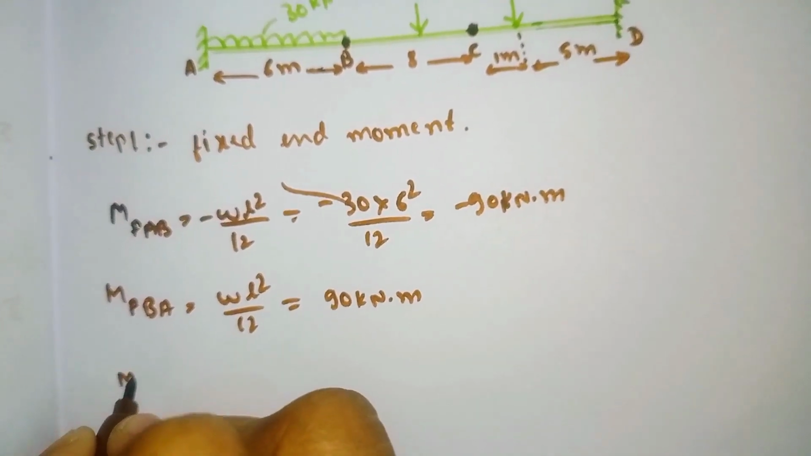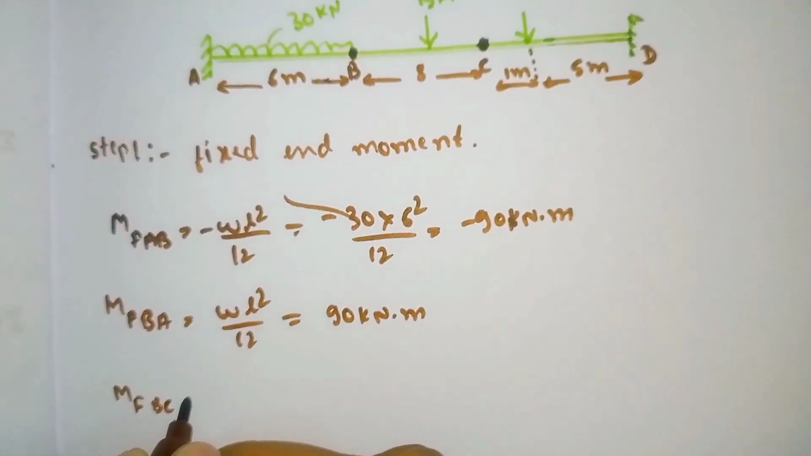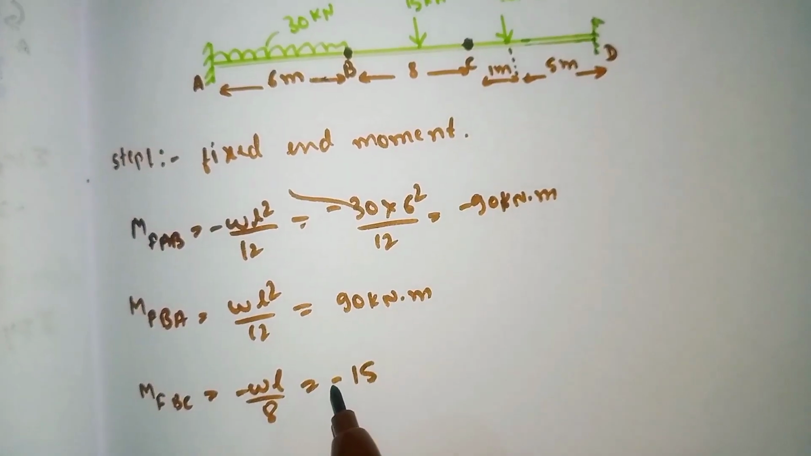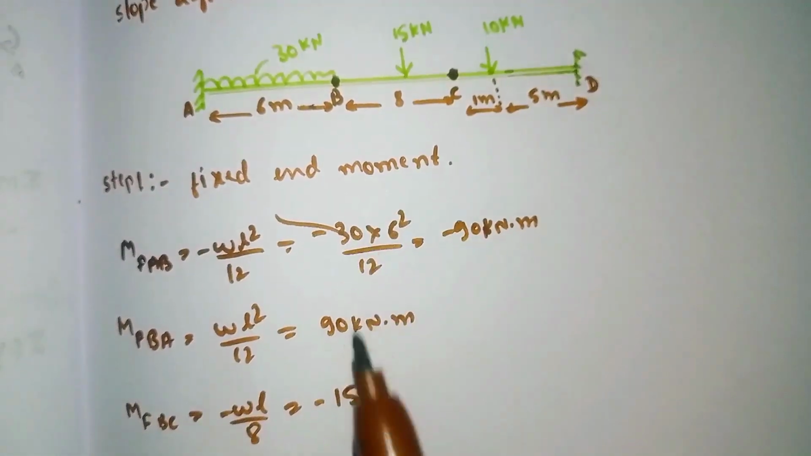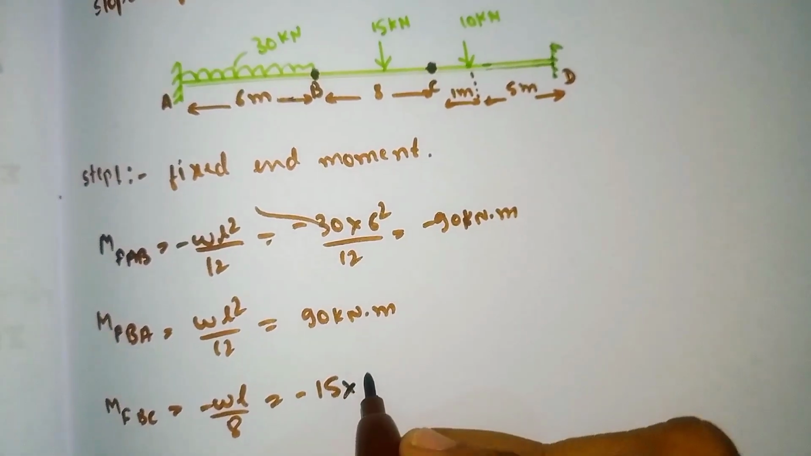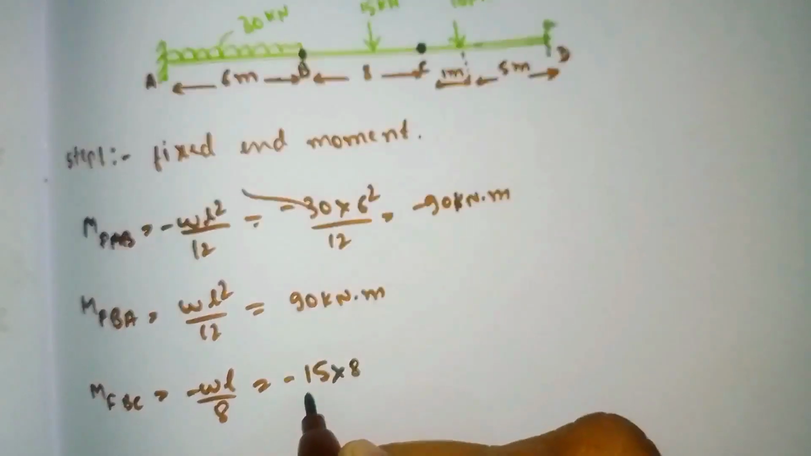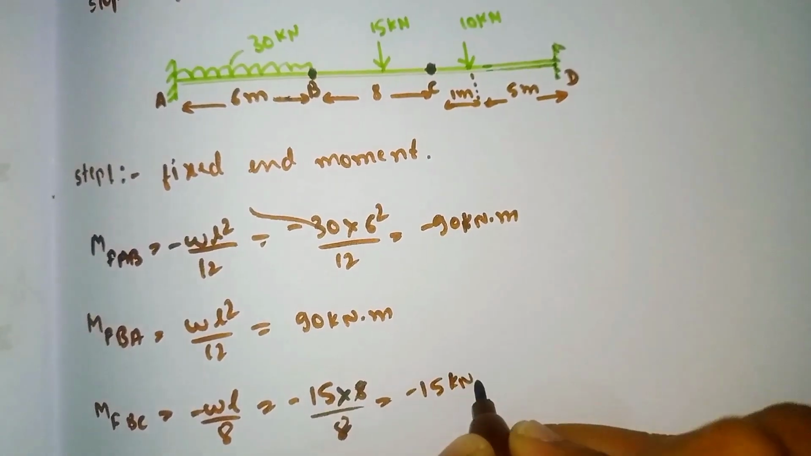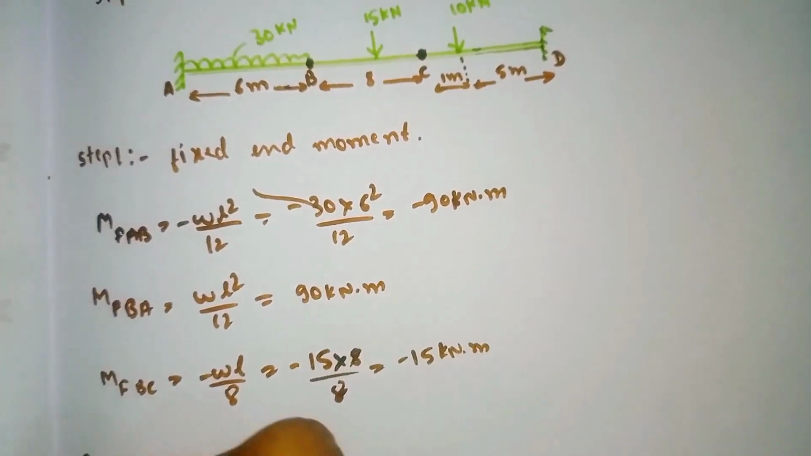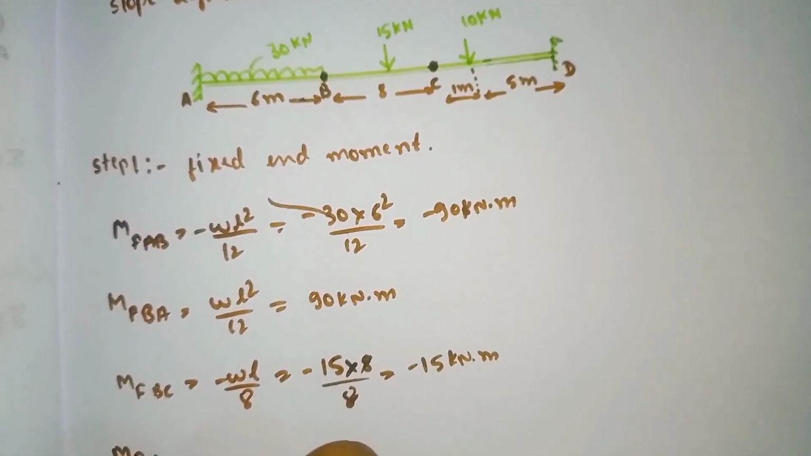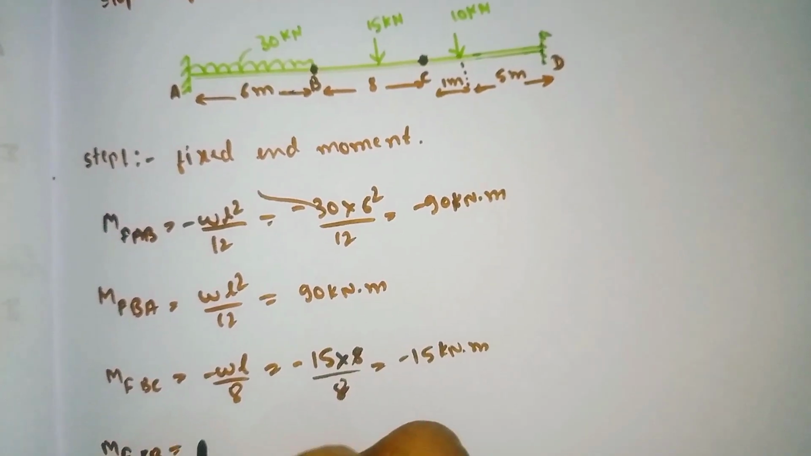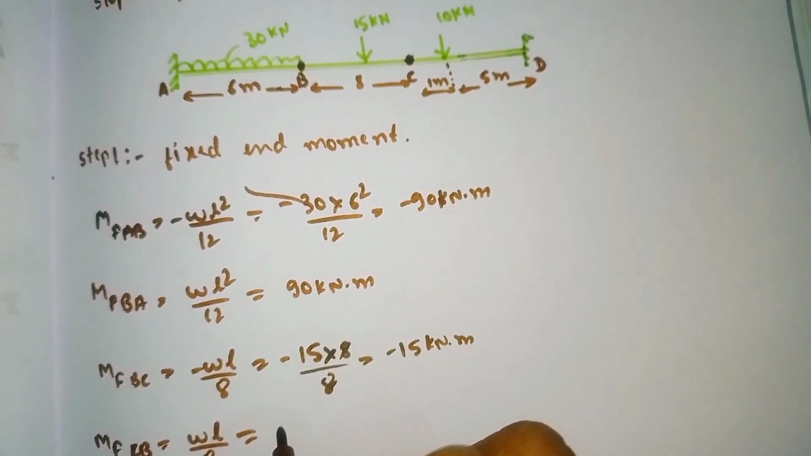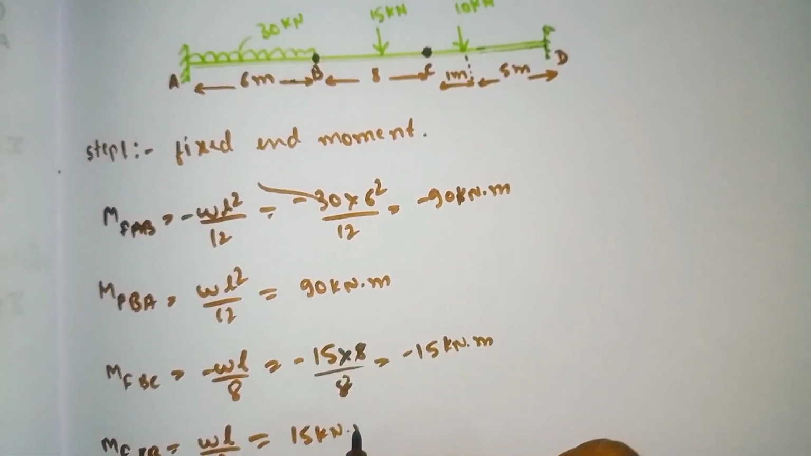For that, we have the formula MFBC is equal to minus WL divided by 8. So minus, our load is 15, so 15 into L, which is 8, divided by 8. By simplifying, it comes out as minus 15 kilonewton meter. Similarly for MFCB, we have the formula WL divided by 8. The formula is the same, only the sign changes, so it comes out as 15 kilonewton meter, positive.